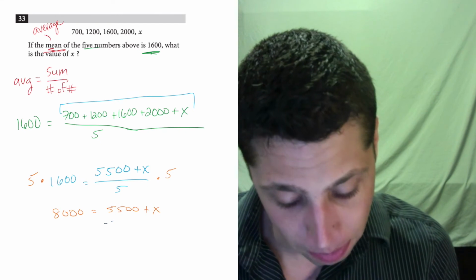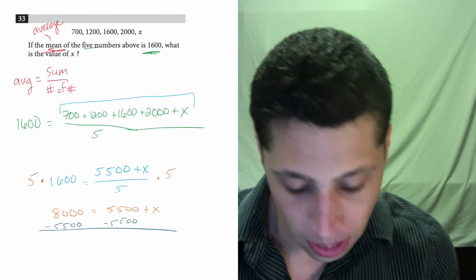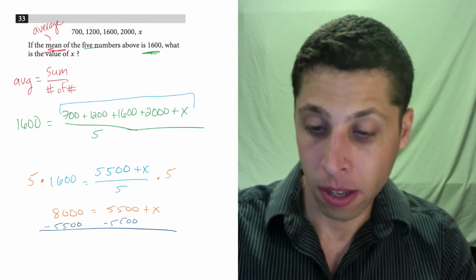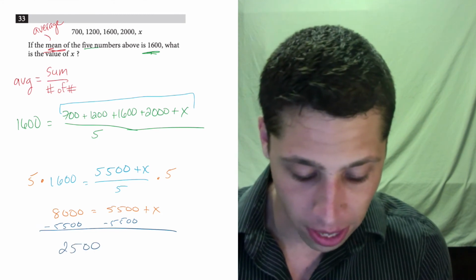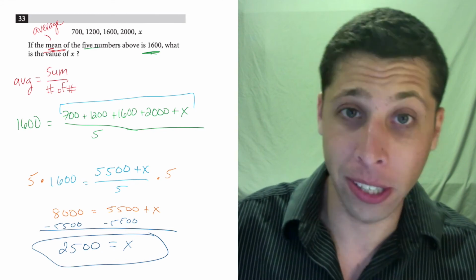And our last step is let's get x by itself. Subtract 5,500. And again, I've got the calculator. Why not use it? 8,000 minus 5,500 is 2,500. And that is equal to x. And that is our answer.